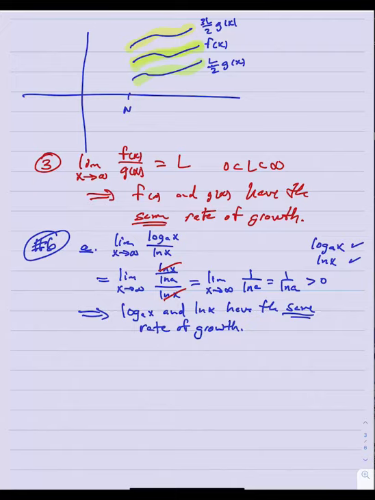And that should make sense to you if you think about the fact that log base a of x is just a multiple of ln of x. Log base a of x is precisely ln of x times 1 over ln of a, and we already know the real criterion in deciding whether two functions are growing at the same rate or at different rates is in comparing multiples of one function to the other function.